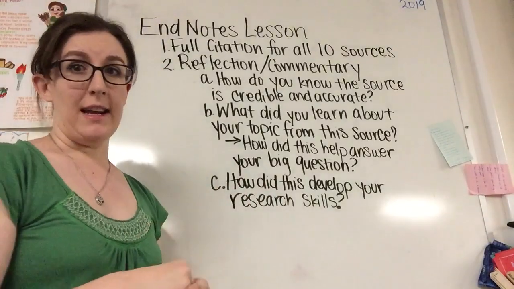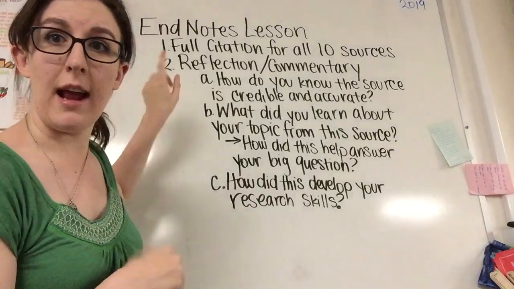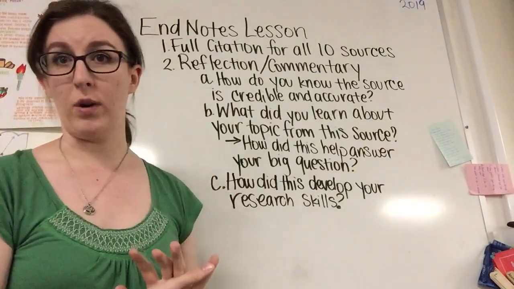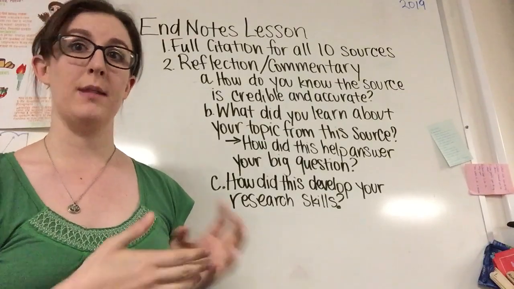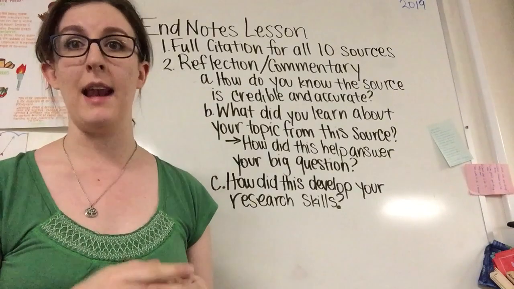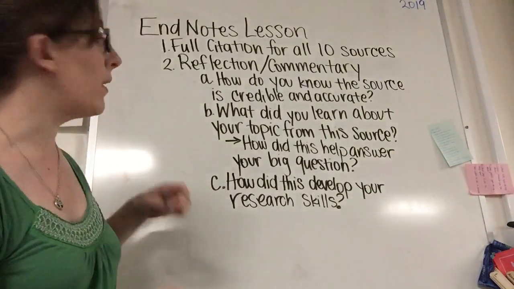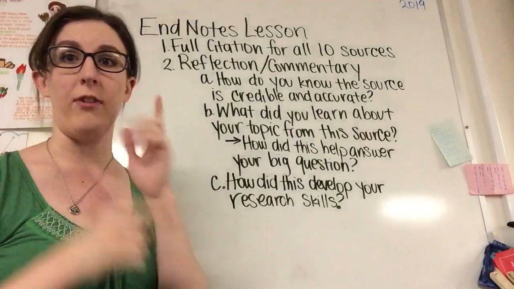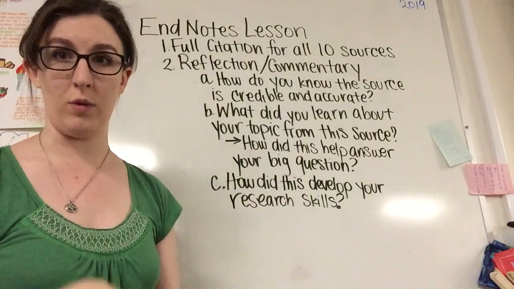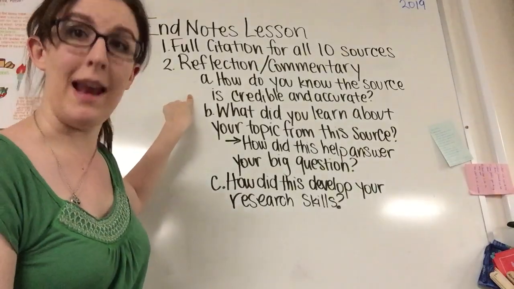After you've written the full citation, you are going to write a reflection and some commentary on that source. It's really important you're doing this part of it, because then you're assessing the credibility and completeness of each source. So I want you to answer the following questions in your reflection for each of your 10 sources. 1, how do you know the source is credible and accurate?